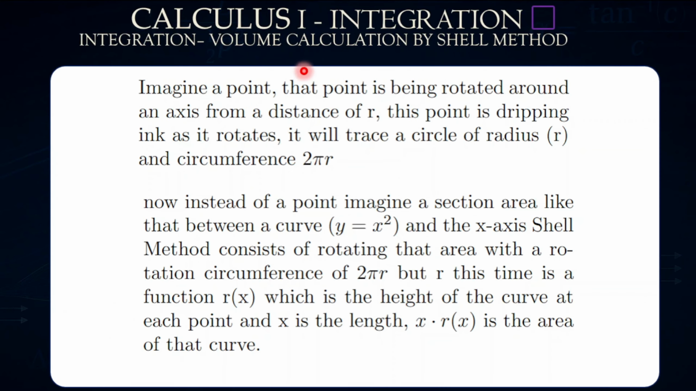Now let's talk about the volume calculation using the shell method. So imagine a point. That point is being rotated around an axis from a distance of r. This point is dripping ink. As it rotates, it will trace a circle of radius r and circumference of 2 pi r. Now, instead of a point, imagine a section area like that between a curve y equals x squared and the x-axis. The shell method consists of rotating that area with a rotation circumference of 2 pi r. But r this time is a function rx instead of a simple radius, which is the height of the curve at each point. And x is the length.